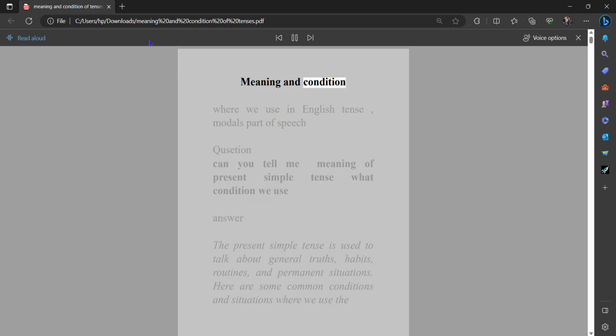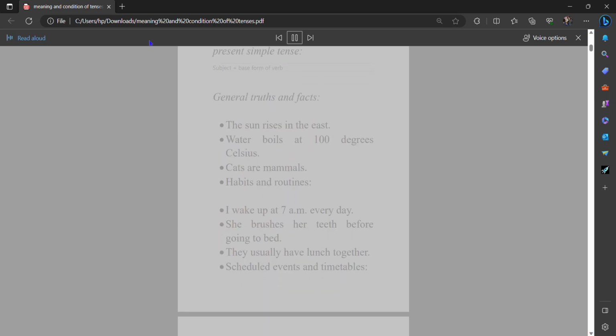Meaning and condition: where we use it in English tense, models, parts of speech. Question: can you tell me the meaning of present simple tense? What condition do we use? Answer: the present simple tense is used to talk about general truths, habits, routines, and permanent situations. Here are some common conditions and situations where we use the present simple tense: subject plus base form of verb.